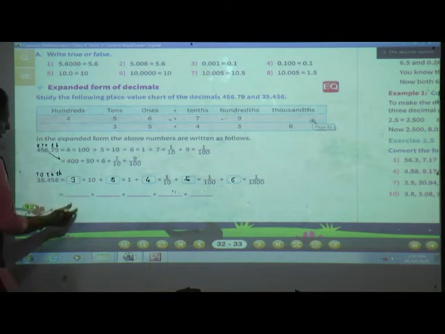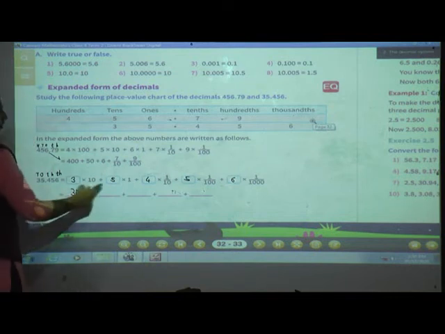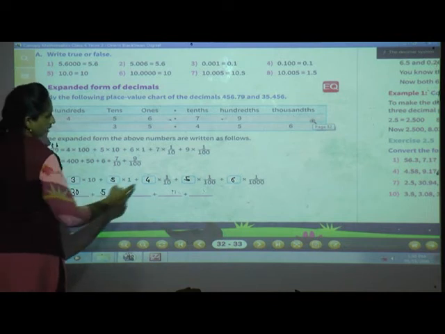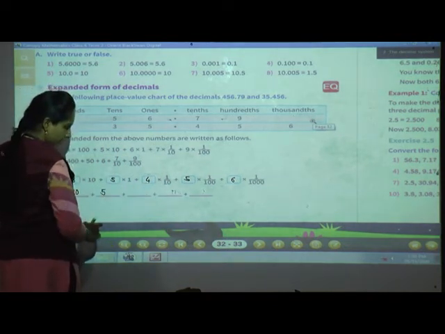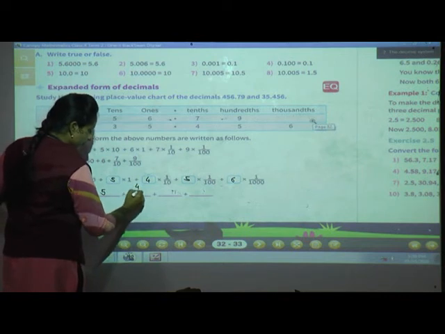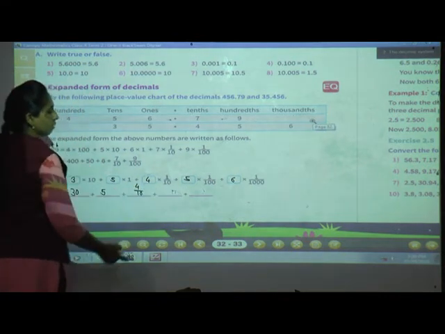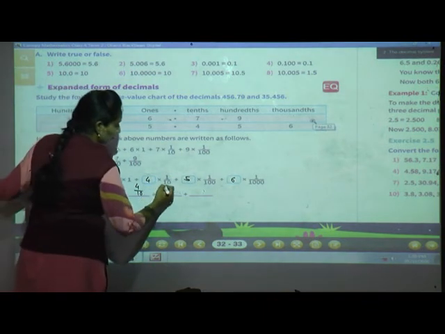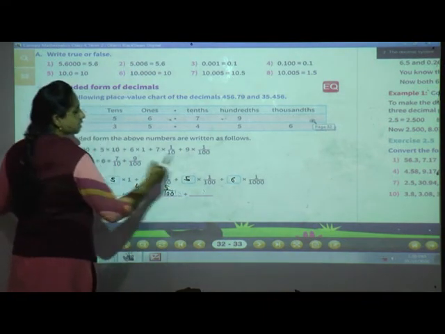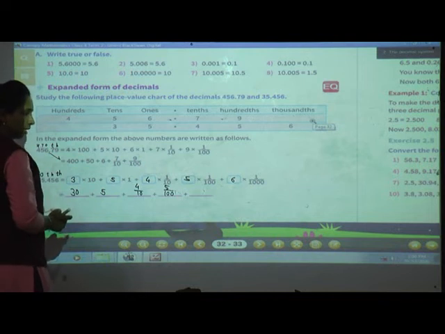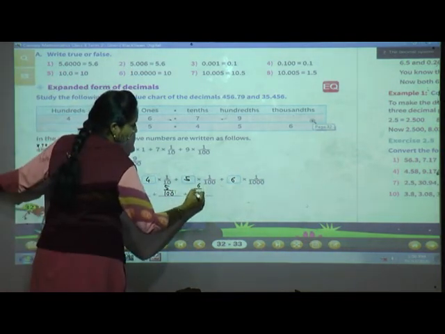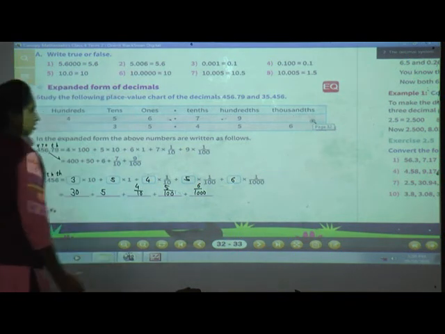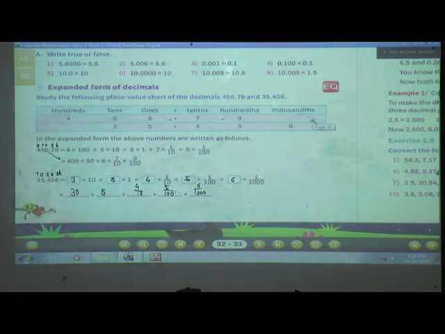So 3 multiplied by 10 is 30. 5 multiplied by 1 is 5. 4 multiplied by 1 upon 10 means 4 upon 10. 5 multiplied by 1 upon 100 means 5 upon 100. 6 multiplied by 1 upon 1000 means 6 upon 1000. Are you getting it? This is the expanded form of this given number. Clear till here? Yes? Yes, very good.